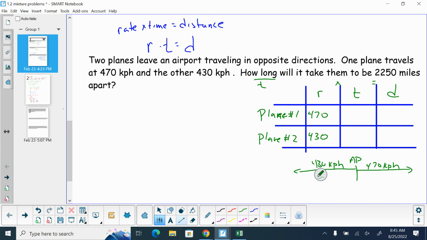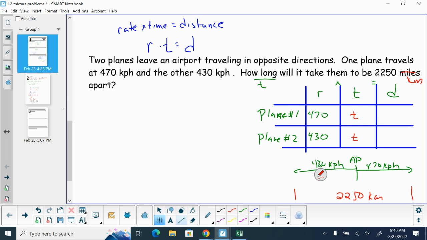At some point, they will have a distance of 2,250, that should be kilometers. We want to find how long it takes them to get there. So we don't know how long the time is. But I know they're both traveling the same amount of time, t.